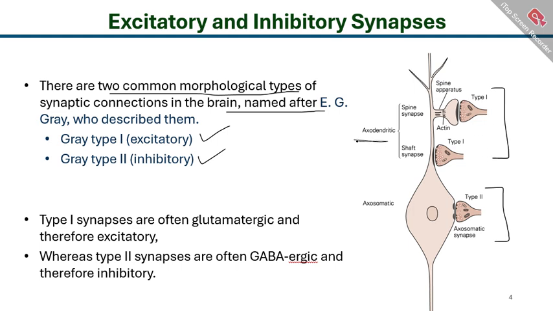And these are the axodendritic synapses, synapses present on the spine. So these are spine synapses and shaft synapses. Shaft synapses are usually less common, but these are quite common. We commonly see them in the system. And we have already discussed that type 1 synapses are often glutamatergic and therefore excitatory in nature, whereas type 2 synapses are often GABAergic and use GABA as a neurotransmitter.